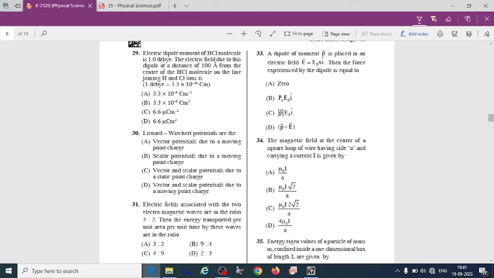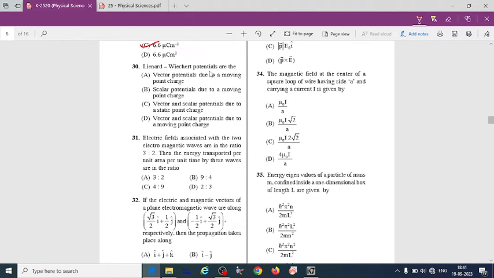Then electric dipole moment of HCl molecule is 1 D. The electric field due to this dipole at a distance of 100 angstrom from the center of HCl molecule on the line joining H and Cl ions is, that is option C, 6.6. Liénard-Wiechert potentials are the vector and scalar potential due to a moving point charge.